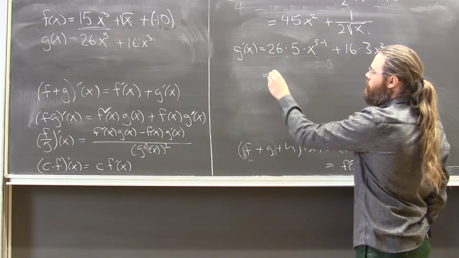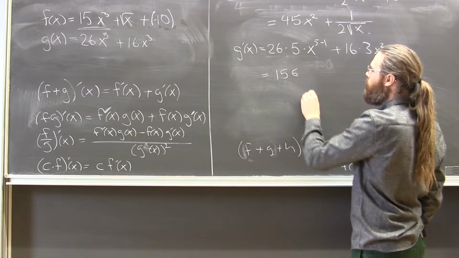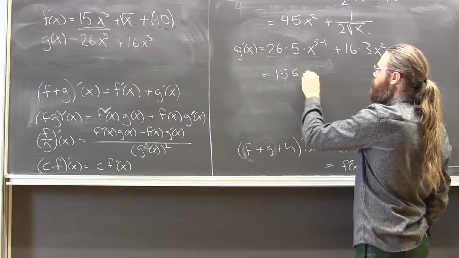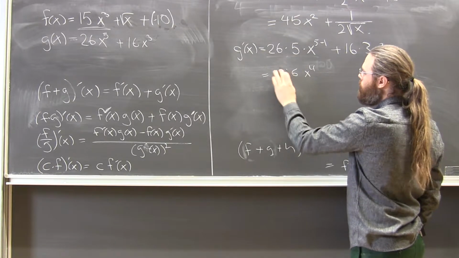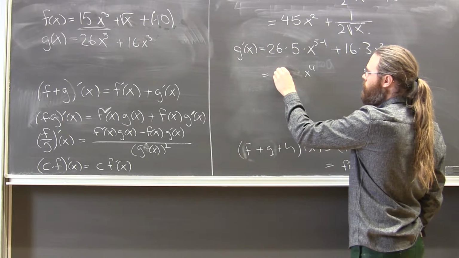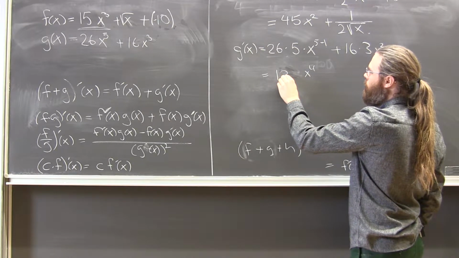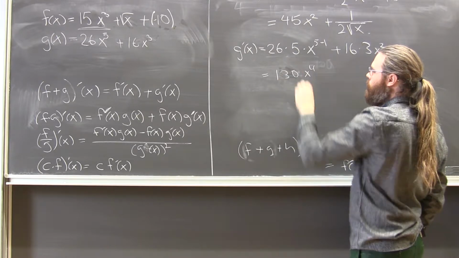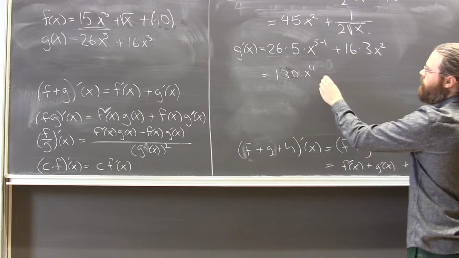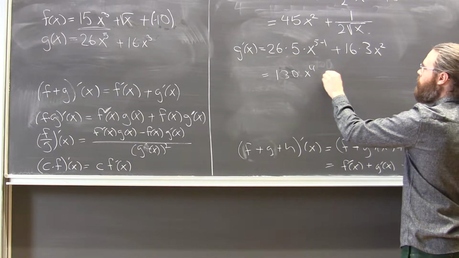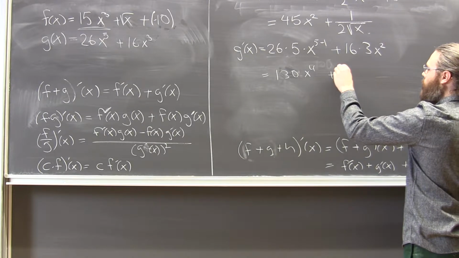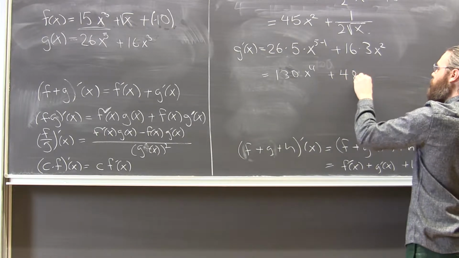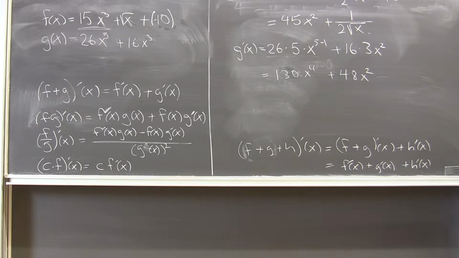And what is this? This is something like this. 130? 130 and the... Oh, yeah. Okay. Yes, you're right, of course. I multiplied by 6. 48 x squared. So now we have the derivative of f and we have the derivative of g.